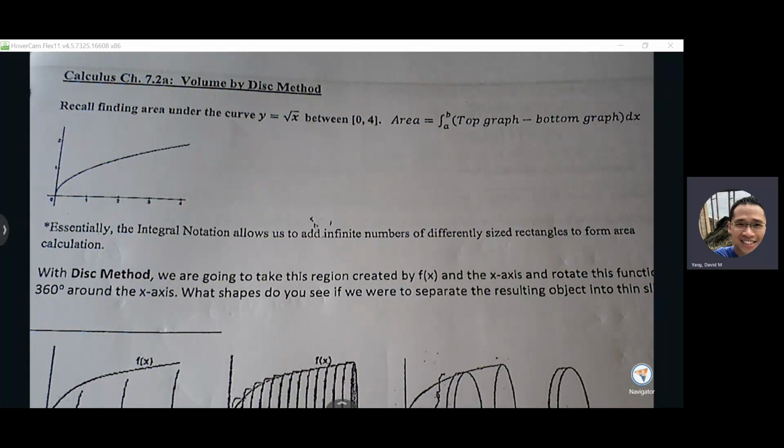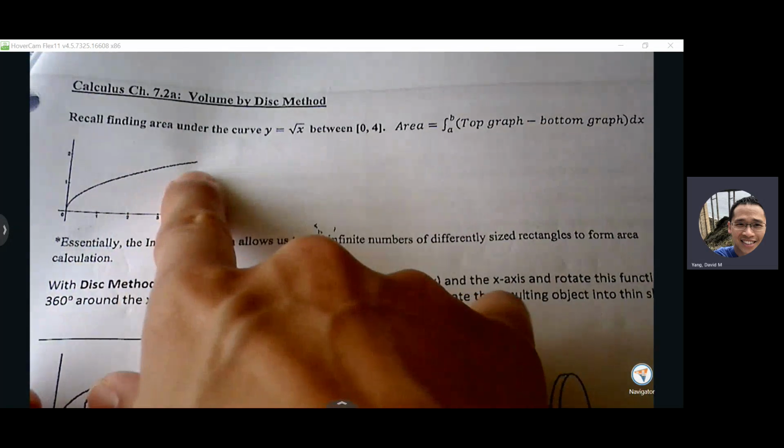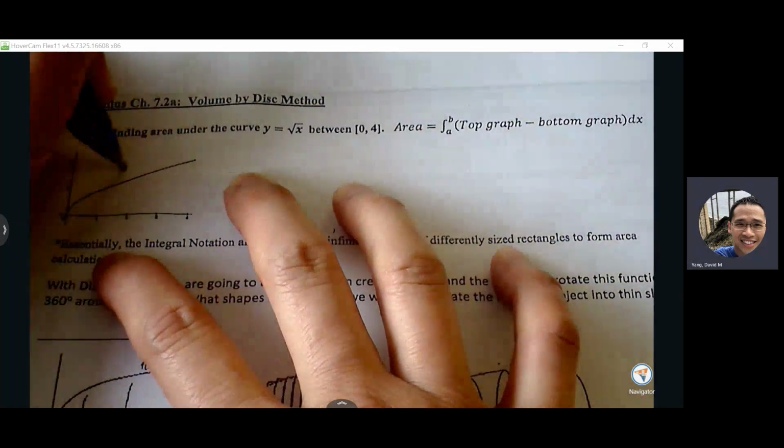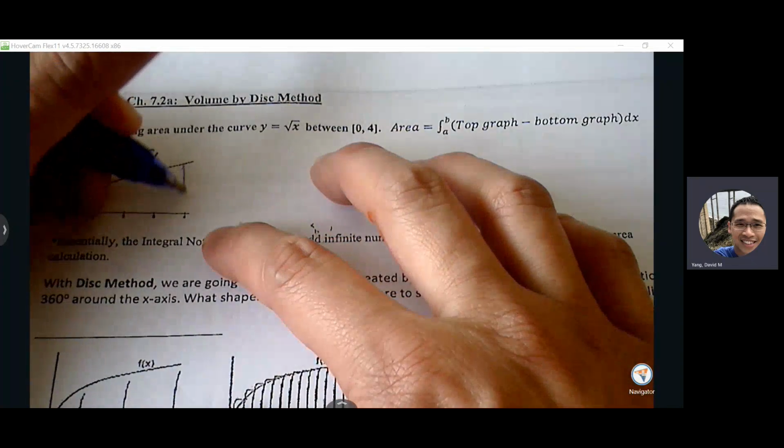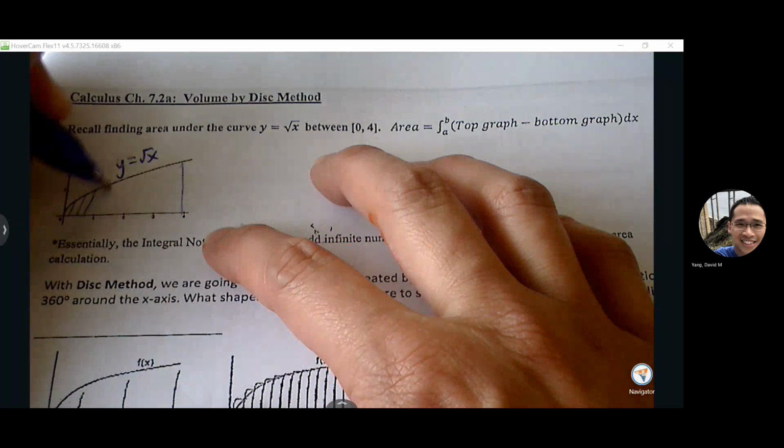Okay, so first I want to get the conceptual part down. So let's go back to talking about area. Recall finding area under the curve y equals square root of x between 0 and 4. So here's the square root of x graph. I'll put that here, between 0 and 4. So let's say I just want to find the area of that region.